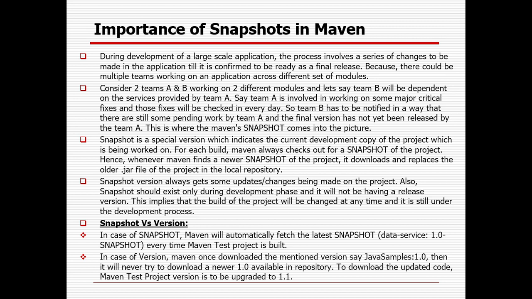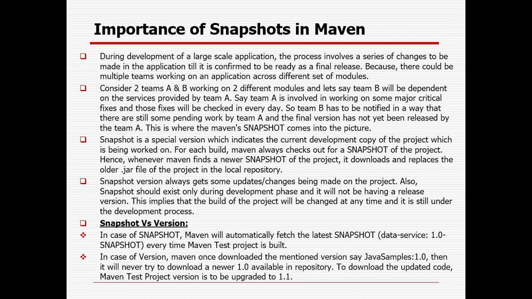In case of a snapshot, Maven will automatically fetch the latest snapshot, like data service 1.0 snapshot, every time the Maven test project is built. In case of a version, once Maven downloads the mentioned version, say 1.0, it will never try to download a newer 1.0. To download, it will go for 1.1, 1.2, 1.3, 1.4 like that. But that will not be the immediate basis, right? In case you are updating your repository, in the download XML file, all the repositories, then it will automatically update.